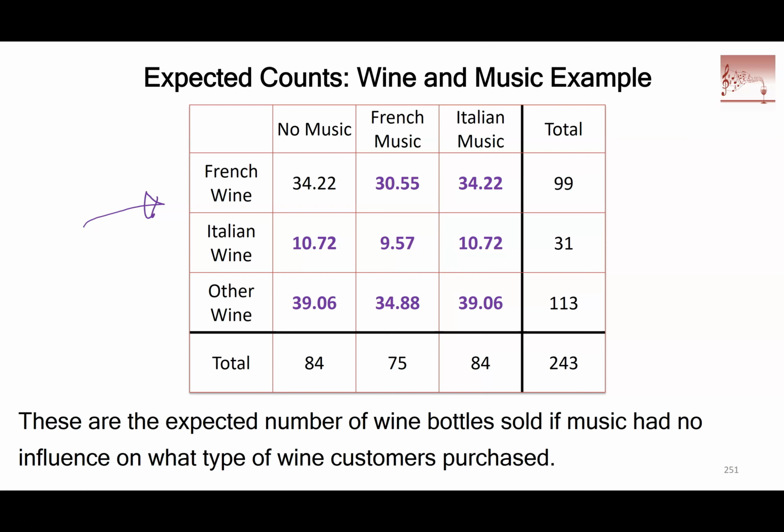Things that are nifty: if I were to add down, I would still get to 84. If I were to add across, I should still get to 99. Roughly. There are some rounding issues here. It's not perfect. But without any rounding at all, when we add, you should get back to 99. You should get back to 84. All the row totals and the column totals still apply.